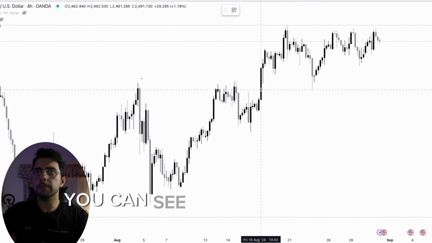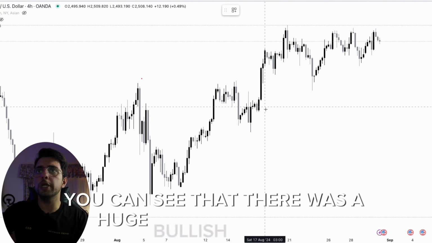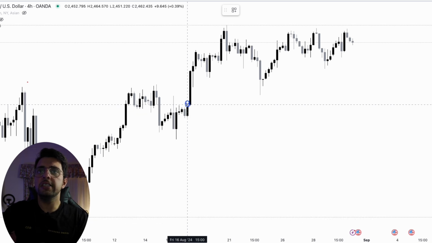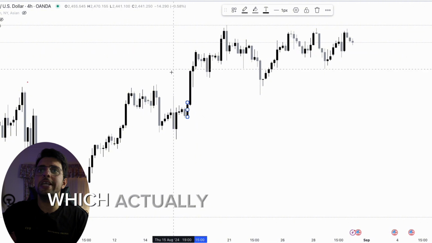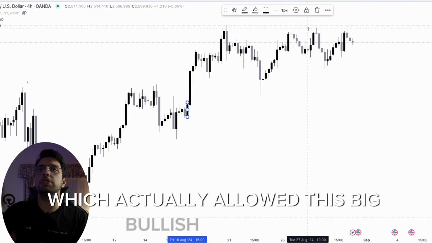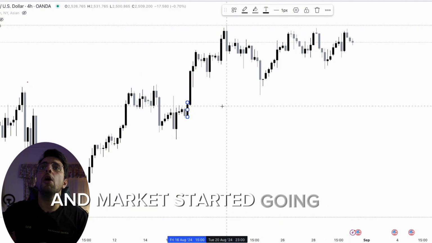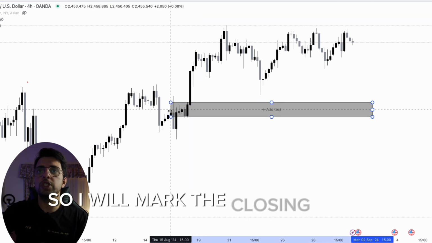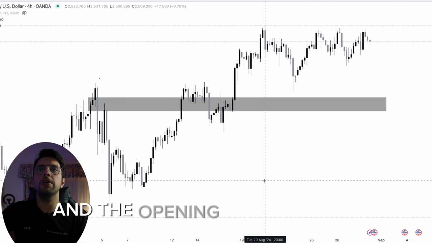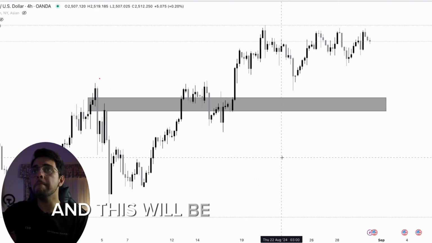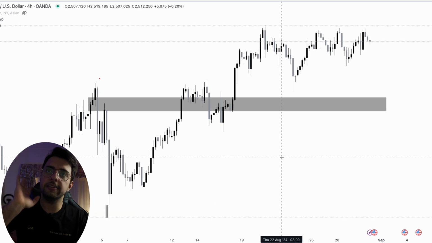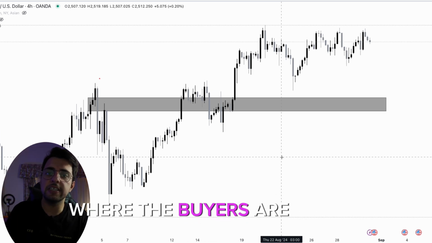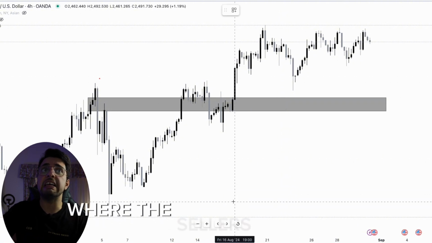Here you can see that there was a huge bullish movement. That means this was the candle which actually allowed this big bullish movement, and the market started going in a higher direction. So I will mark the closing of this candle and the opening of this candle, and this will be my demand zone. I think you guys know a demand zone is a zone where the buyers are sitting, and a supply zone is a zone where the sellers are sitting.